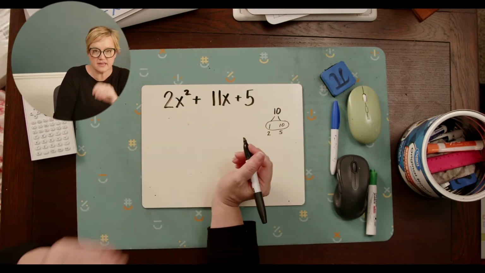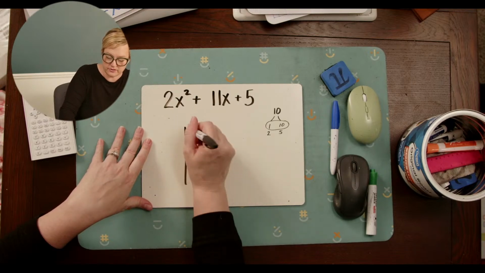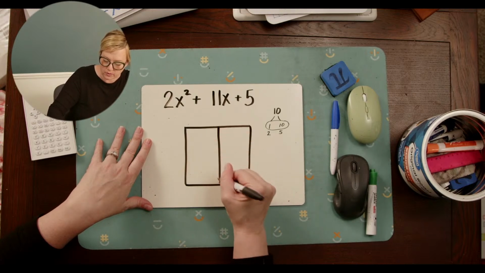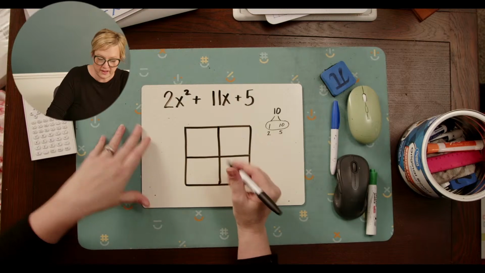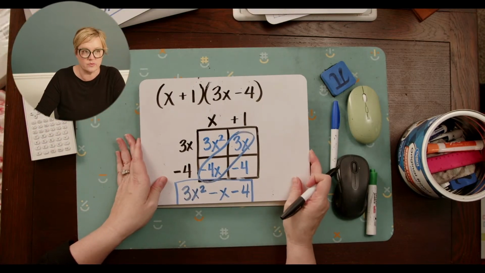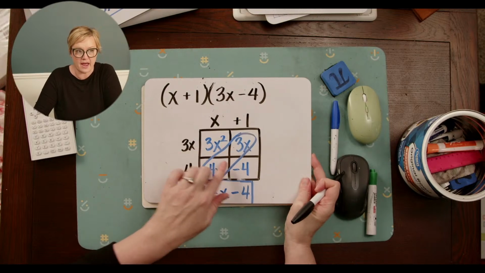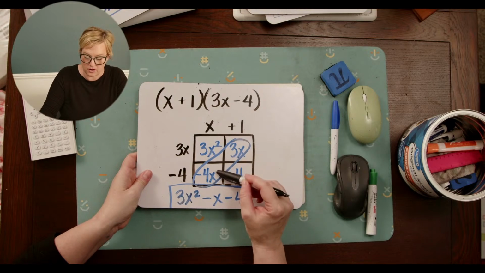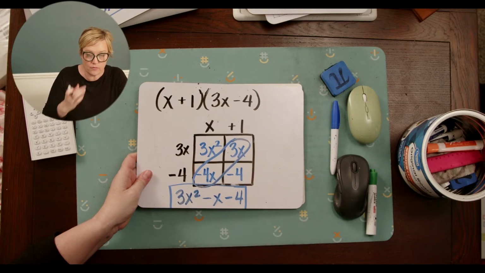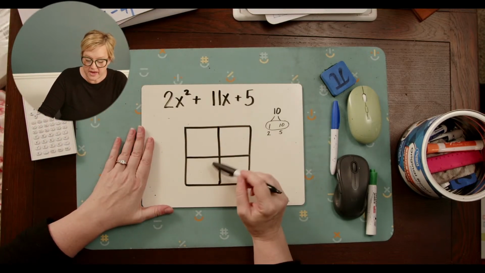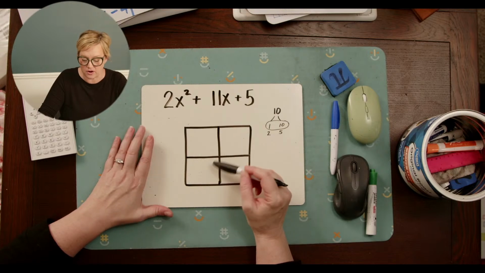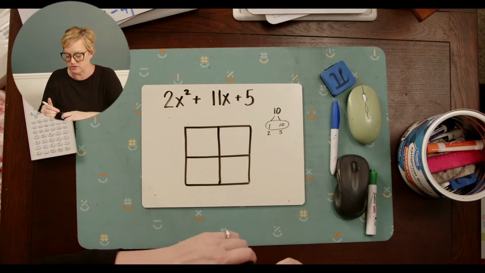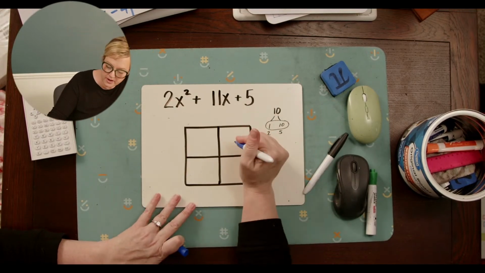So now I know that this is going to come from a binomial. So what I can do is use the area method or the box method, however you want to say it, and I can work backwards. Okay, so I can think back to something like this, right? Remember, we took these two and we added them together and we got that -1 in the middle, right? So here, these two are going to need to add together to make 11. And I already figured out which two numbers those are. They're 1 and 10.